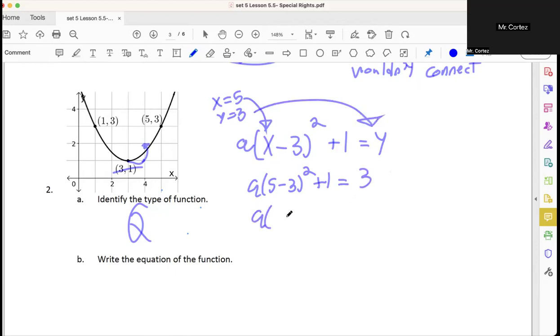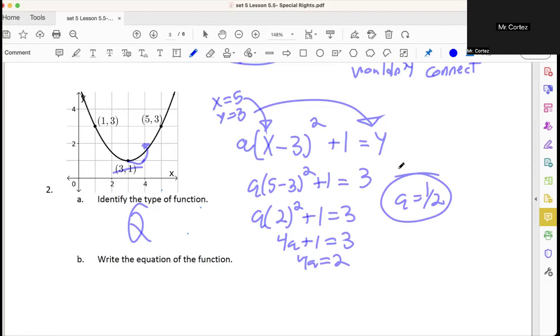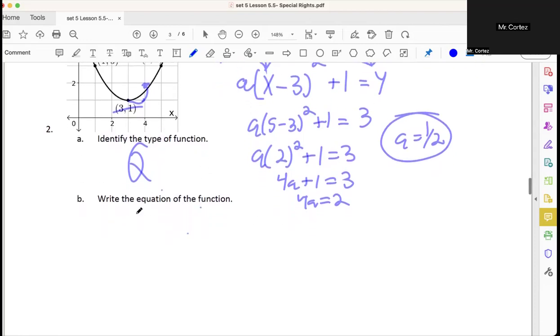So there you go. 5 minus 3 is 2. 2 squared plus 1 equals 3. 4a plus 1 equals 3. 4a equals 2. This means that a is 1/2. So why does that help? Because when you summarize this final equation, you're better off saying that it's scaled by 1/2 in vertex form, like this.